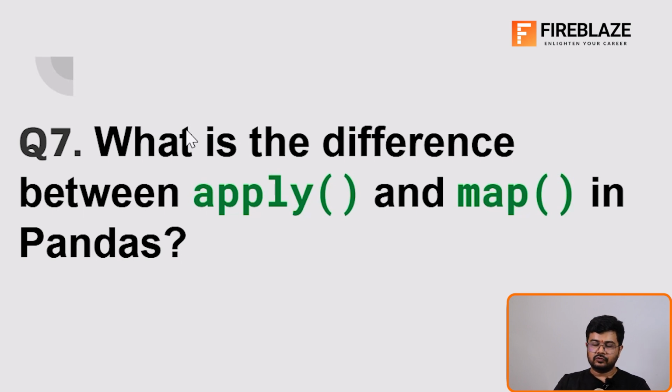For example, if I want to convert every value in a series into a lowercase value, I will use the apply function that will apply this lowercase function to every element in that series or in a data frame, resulting in the output that I want to create. So this is the difference between apply and map function in pandas. Now moving on to the next question.